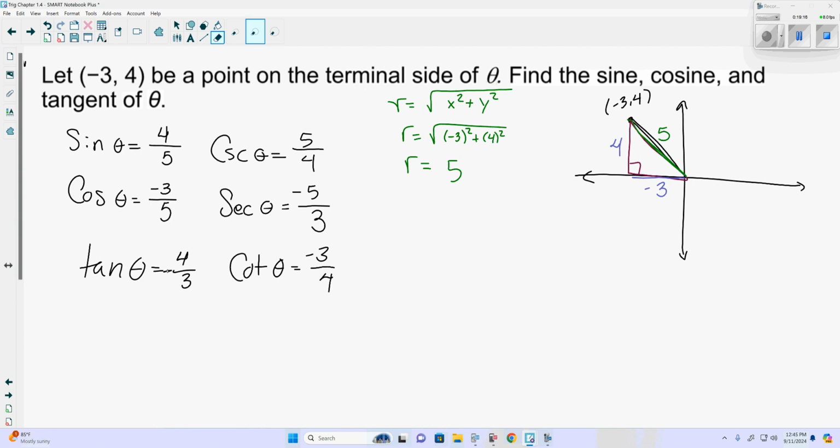That's it. It didn't really ask for secant, cosecant, or cotangent, but once we get sine, cosine, tangent, it's not hard to get the others. Questions on this here?